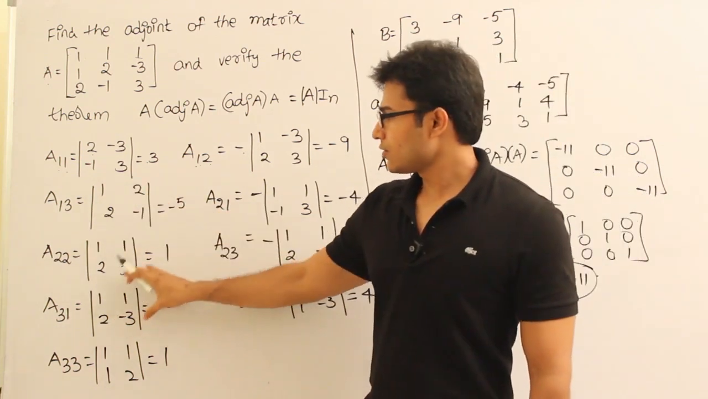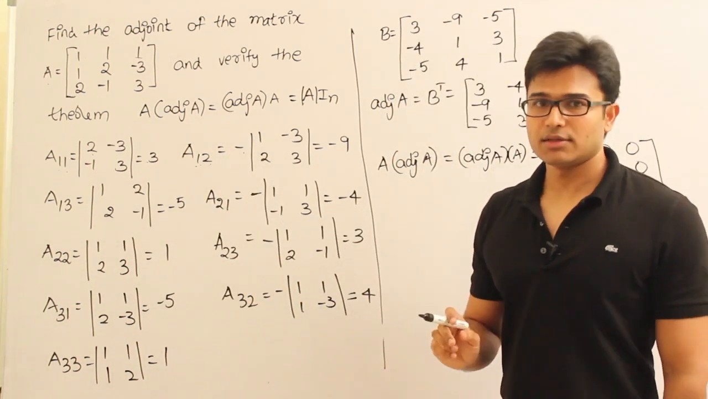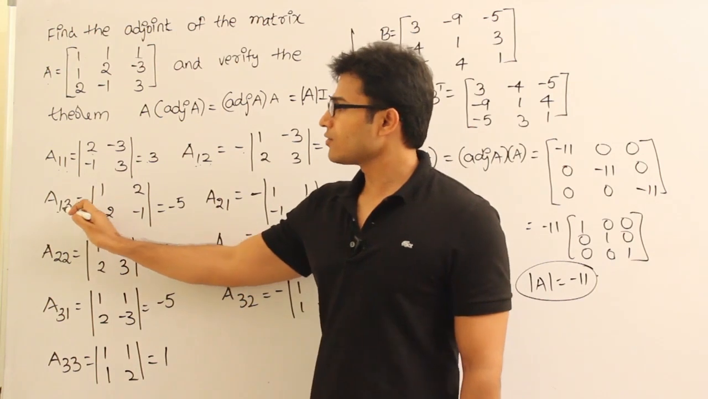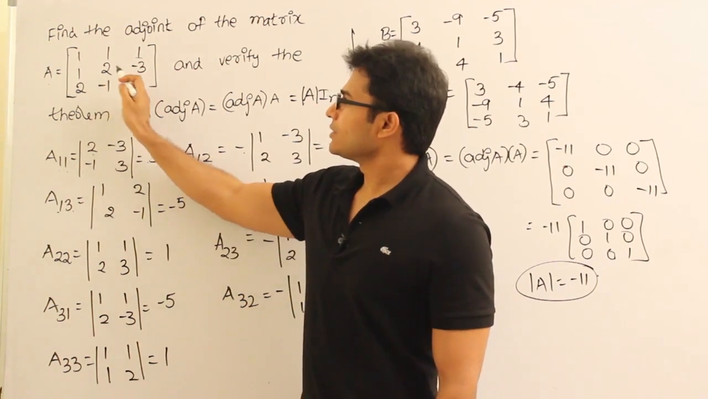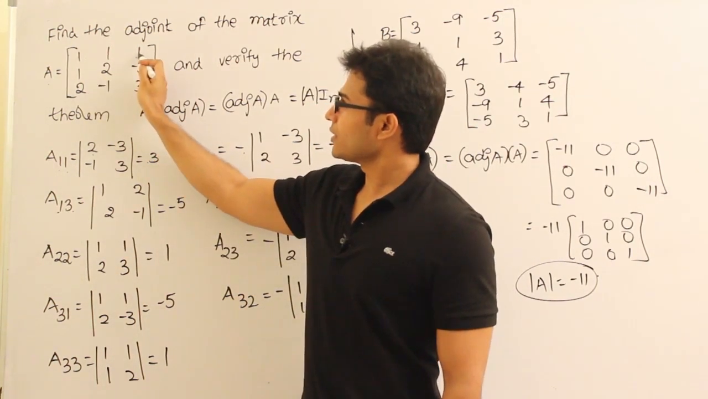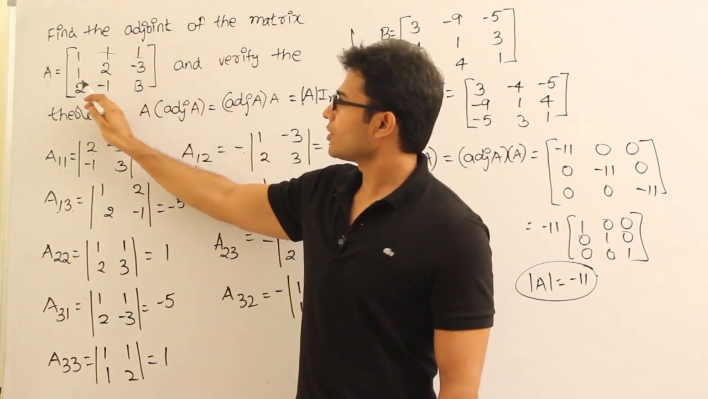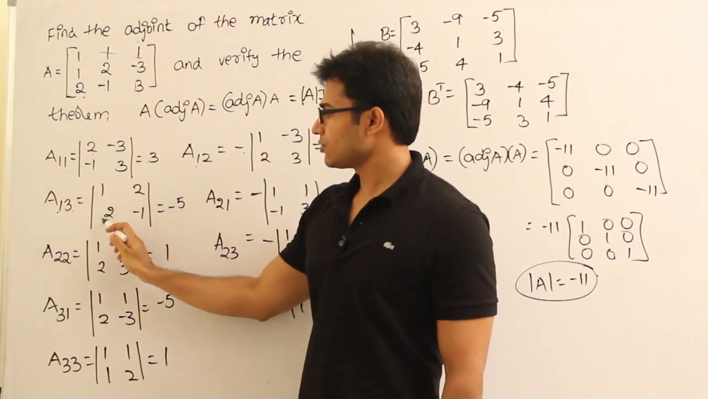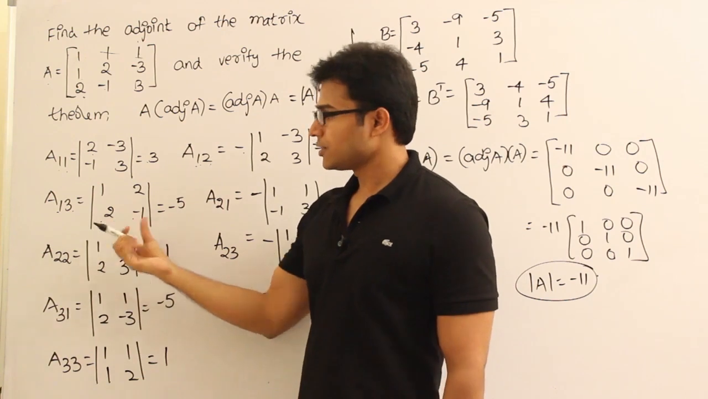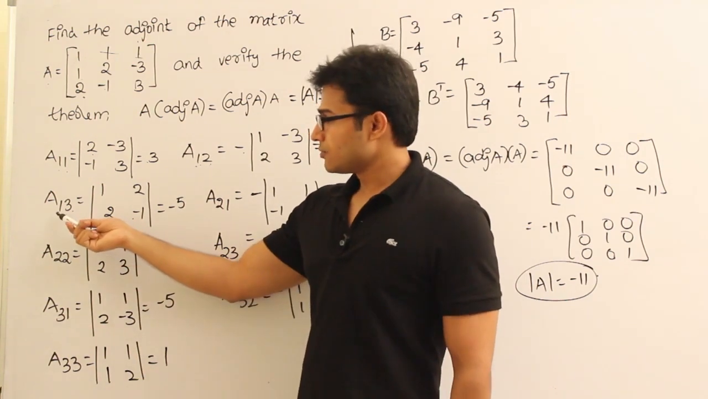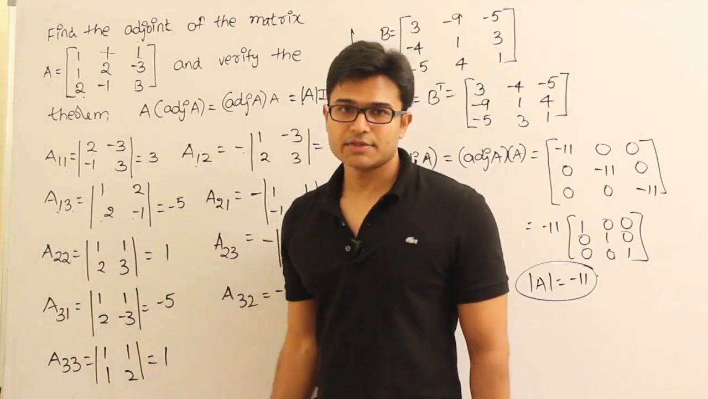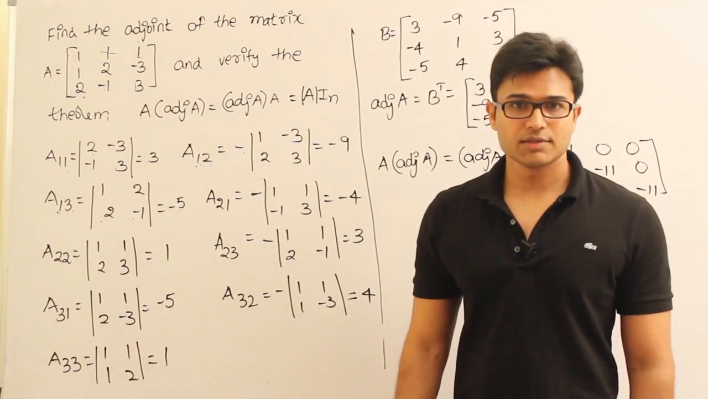Similarly, we can find all the cofactors. Are you getting this? How can I find the cofactor of A13? A13 is this one, right? So remove this column and this row. What is remaining? 1 2, 2 minus 1, and find the determinant of this, and it should be multiplied with minus 1 power 1 plus 3. So minus 1 power 1 plus 3 is plus 1.